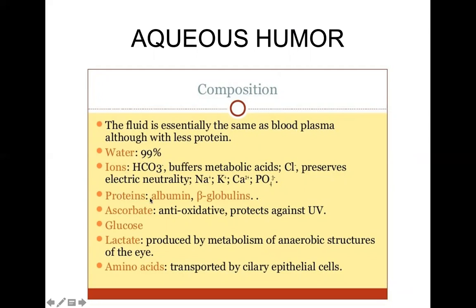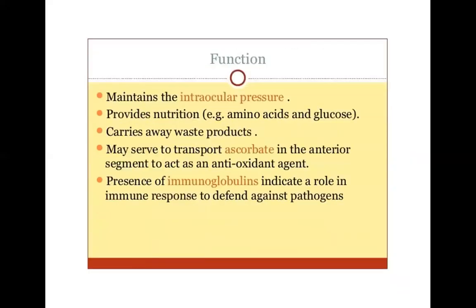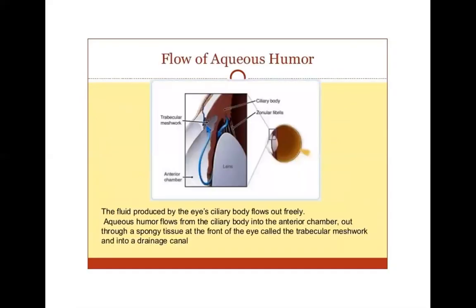These proteins, although lesser than the blood plasma, then you have your ascorbate, your glucose, the lactate, and your amino acids. Now, as we mentioned, the aqueous humor functions for maintaining intraocular pressure, providing nutrition, and carries waste products and transports other nutrients into the other structures of the eye. Plus, this may also help in the immunologic function because it usually provides defenses against foreign bodies and pathogens.